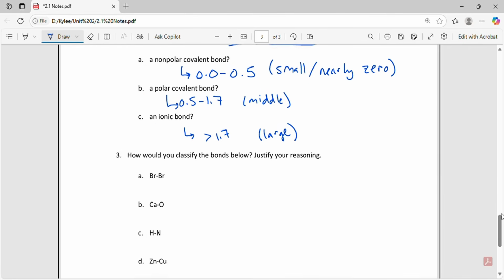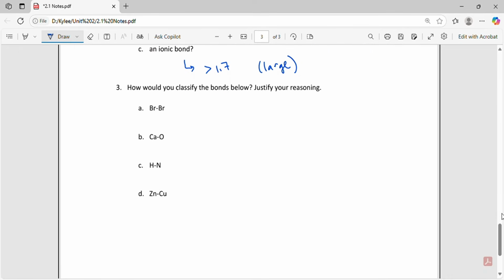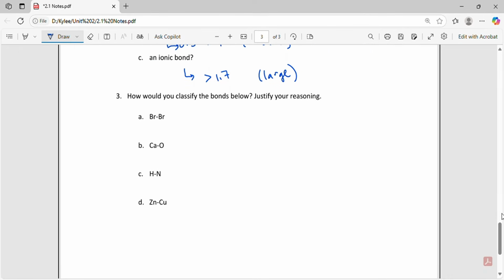All right, so now we have, how would we classify the following bonds? I'm going to jump around a little bit. I'm first going to take a look at D, and that's because both of those are metals. And so if both of them are metals, I know that's going to be a metallic bond. Each of these we are going to do a little bit more in subsequent sections. This is just to introduce it. And how do I know that this is going to be a metallic bond? Because I have both metals and nothing else.